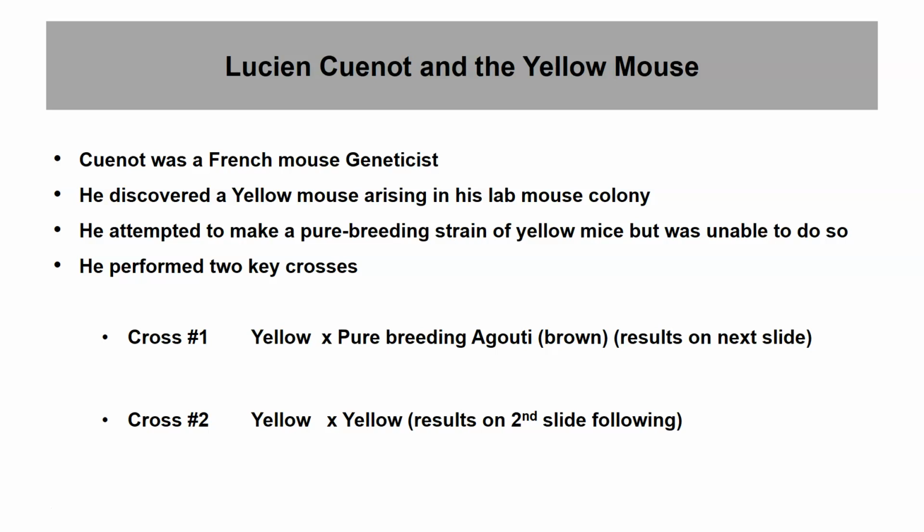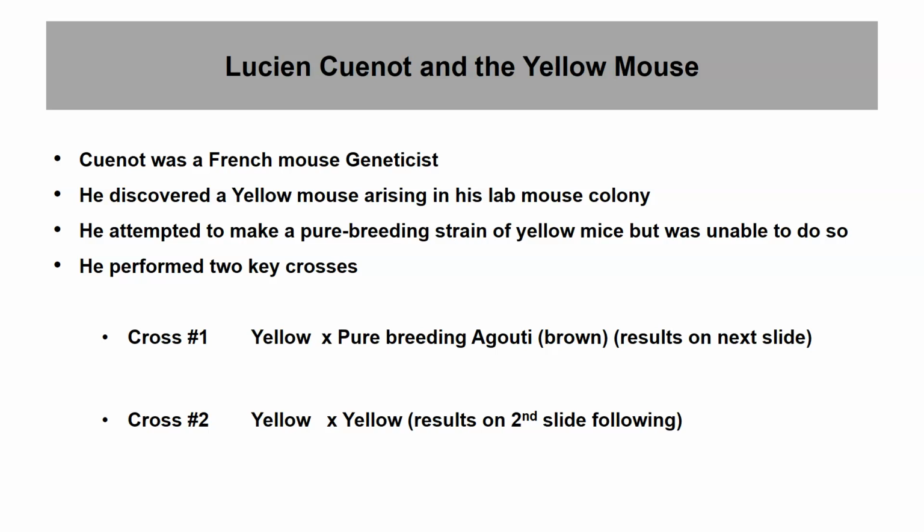One thing he attempted to do was to make a pure breeding strain of this yellow mouse. That's a common practice of geneticists when they find a mutant strain, is to try to make a pure breeding stock that they can keep in order to study it. His attempts to do so, however, always failed, and he was puzzled about why that was.